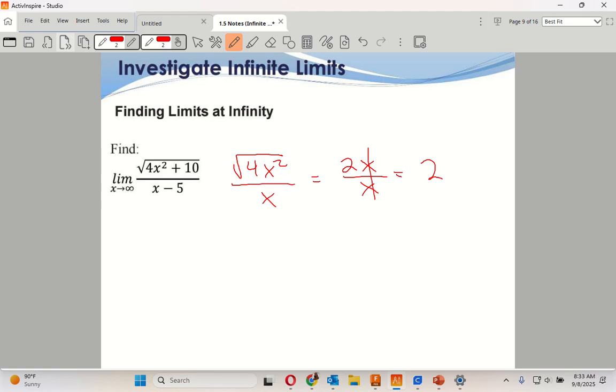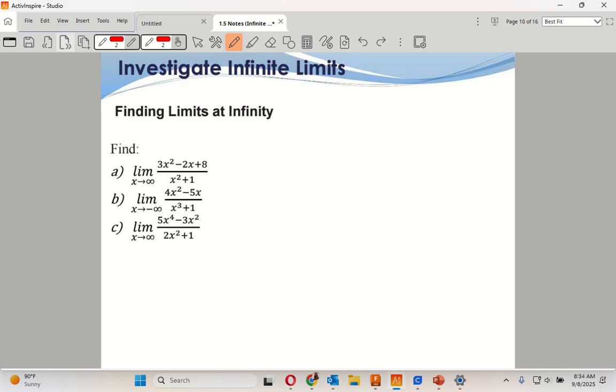So neat trick though, right? Because in the great sense of infinity, plus 1 doesn't mean anything. It's really nothing there, because as numbers get inconceivably large, it doesn't really matter. All right, you guys try these 3.